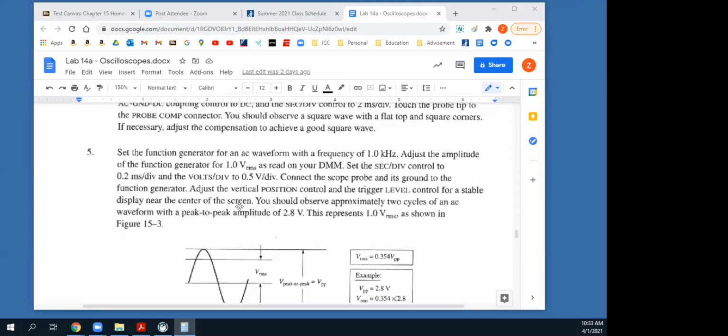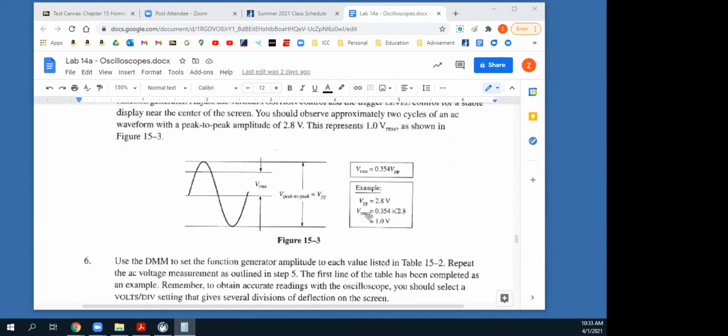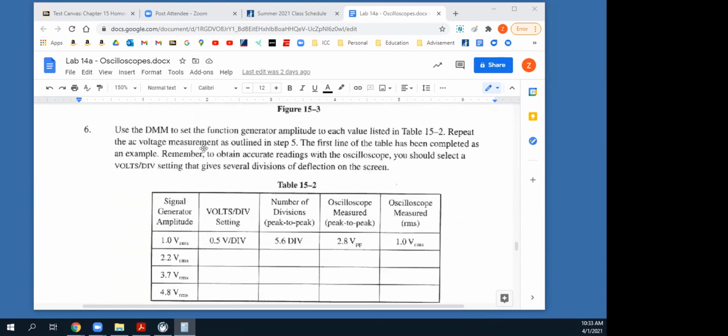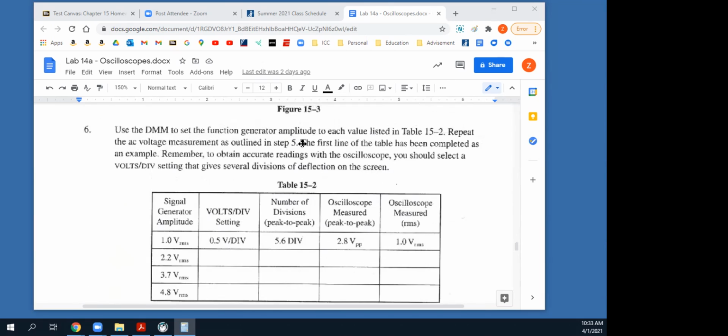You should observe approximately 2 cycles, with a peak-to-peak amplitude of 2.8 volts. This represents 1 volt RMS. Remember, we read that with our bench meter, as shown in figure 15-3. And here's an example of what you should be seeing. Use the digital multimeter to set the function generator amplitude to each value listed in table 15-2, repeat the AC voltage measurement as outlined in step 5. The first line of the table has been filled.